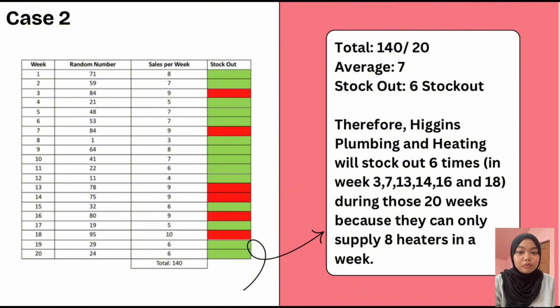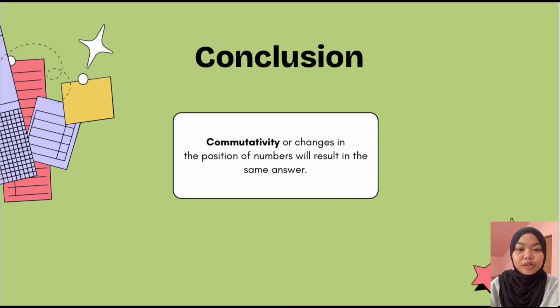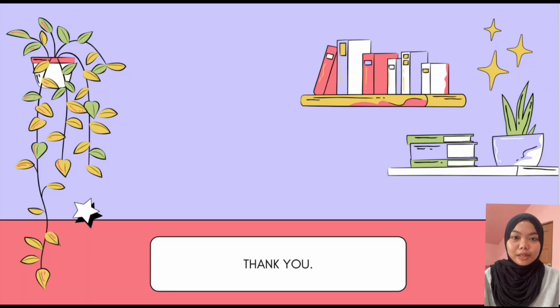The conclusion for case 2 is that Hygiene, Plumbing and Heating will stock out 6 times, in weeks 3, 7, 13, 14, 16 and 18 during those 20 weeks, because they can only supply 8 heaters in a week. Next, for the conclusion, commutativity, or changes in the position of numbers, will result in the same answer. That's all from us. Thank you.